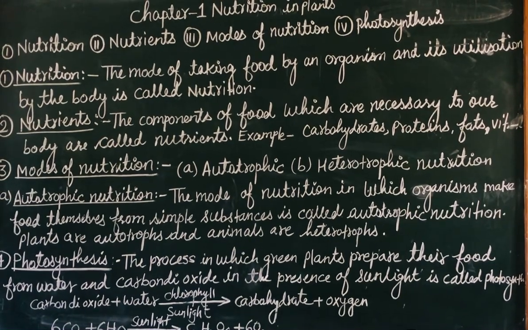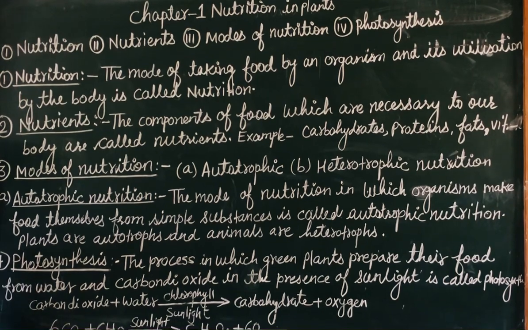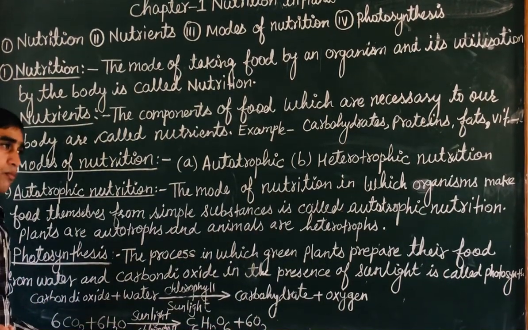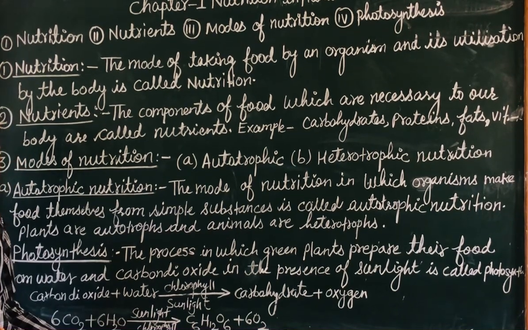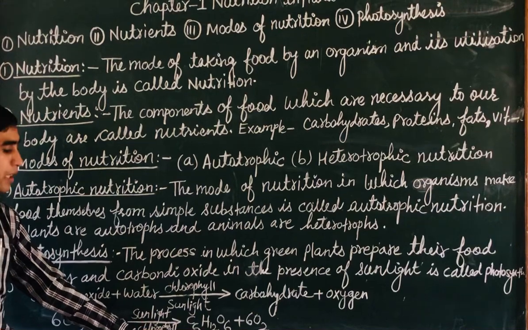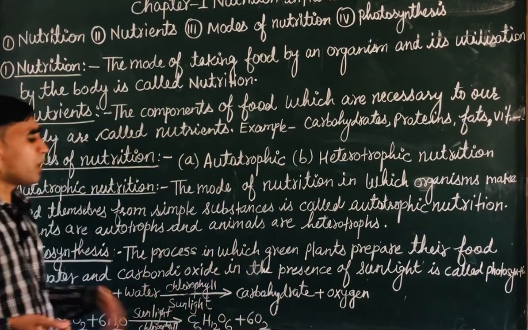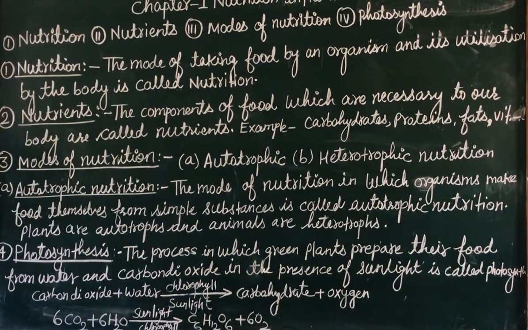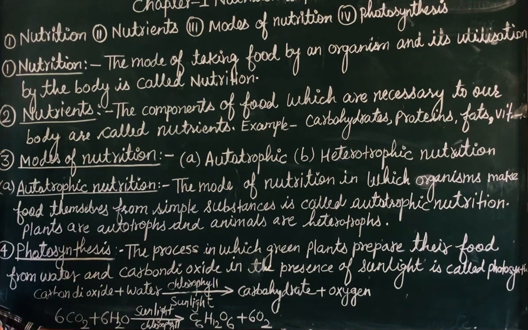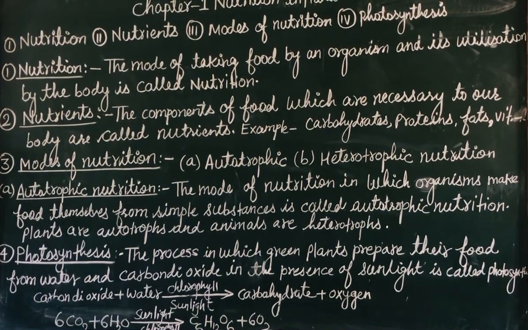You will learn about the chemical reaction in higher classes. Here 6 molecules of carbon dioxide combine with 6 molecules of water in the presence of sunlight and form 1 molecule of glucose, that is carbohydrate, and 6 molecules of oxygen. You will learn this reaction, slightly modified, in the higher classes. So you will learn about that. So this is the process by which green plants prepare their food.